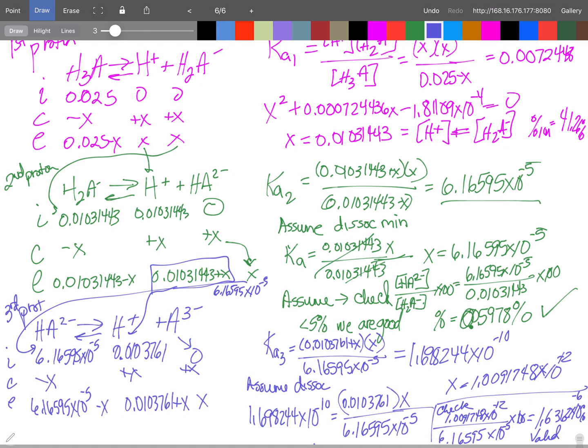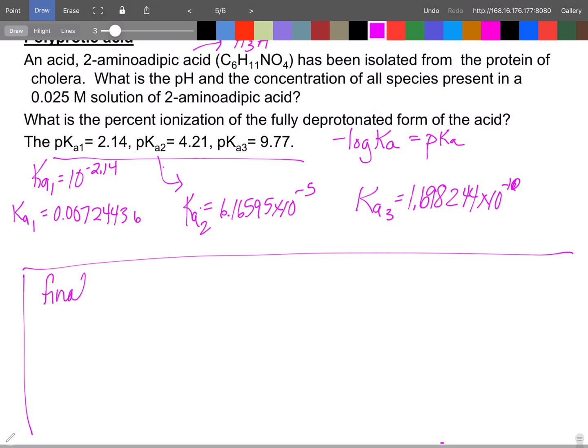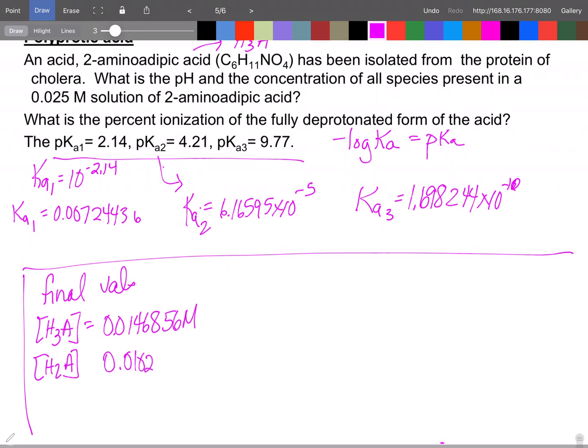So wait a minute. I forgot what the question was. It says, what is the pH and concentration of all species present in the final solution? Okay. Well, I'm going to come back over here just because final values. So if I look at it, if I go back, my H3A, which we would have to subtract, is 0.0146856 molar. My H2A concentration is 0.010257 molar.